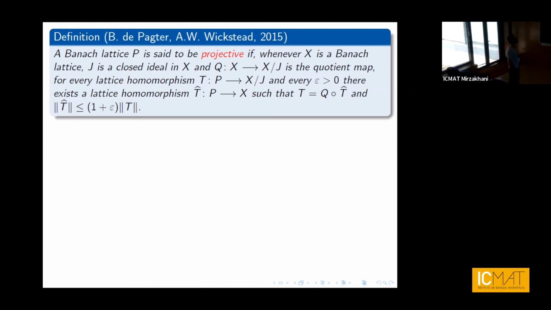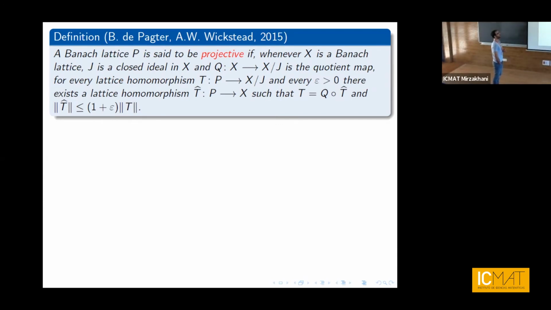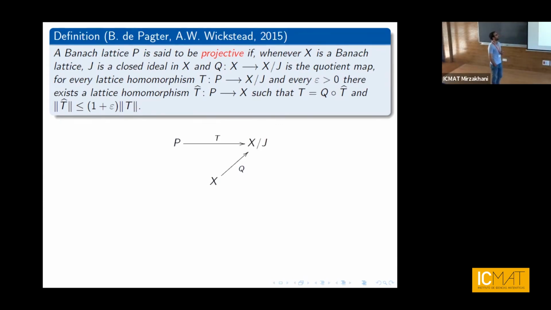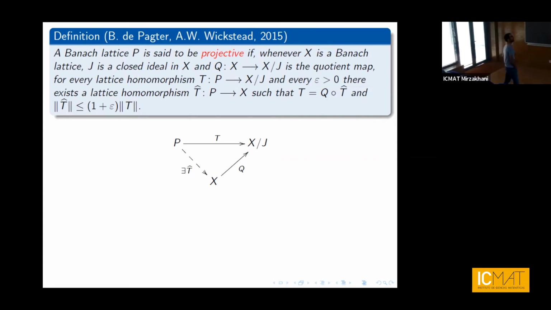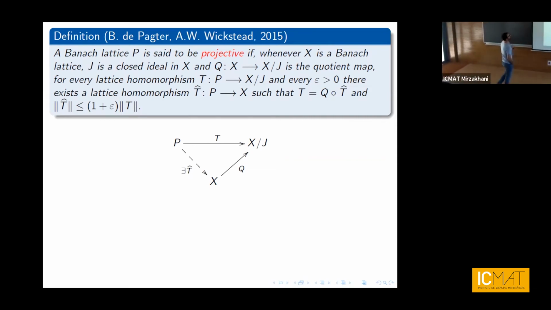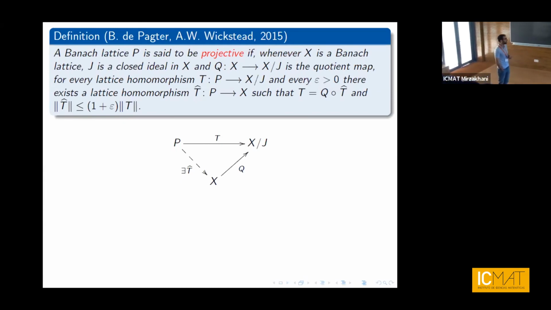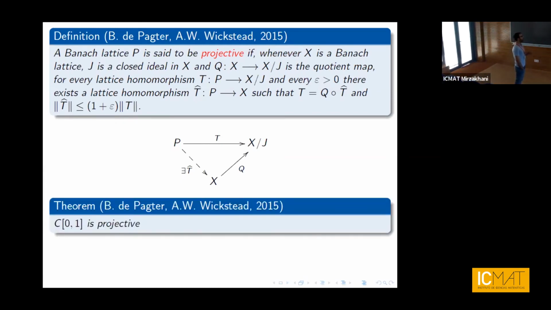Well, this is just a definition, but Bachtér and Wigstad considered the concept of projectivity. They said that a Banach lattice P is projective if whenever we have a Banach lattice X, a closed ideal J, and we consider the quotient map Q, then whenever we have a lattice homomorphism T from P to the quotient, we can lift it to a lattice homomorphism T hat from P to X, in such a way that the norm of T hat is controlled by the norm of T times 1 plus epsilon. So they proved that C of the unit interval is projective.